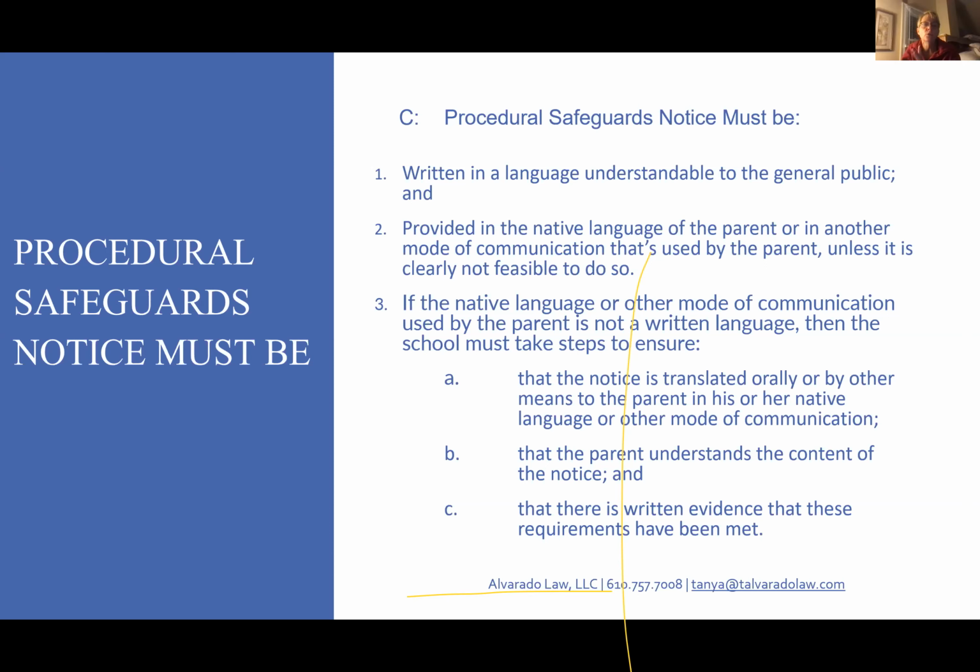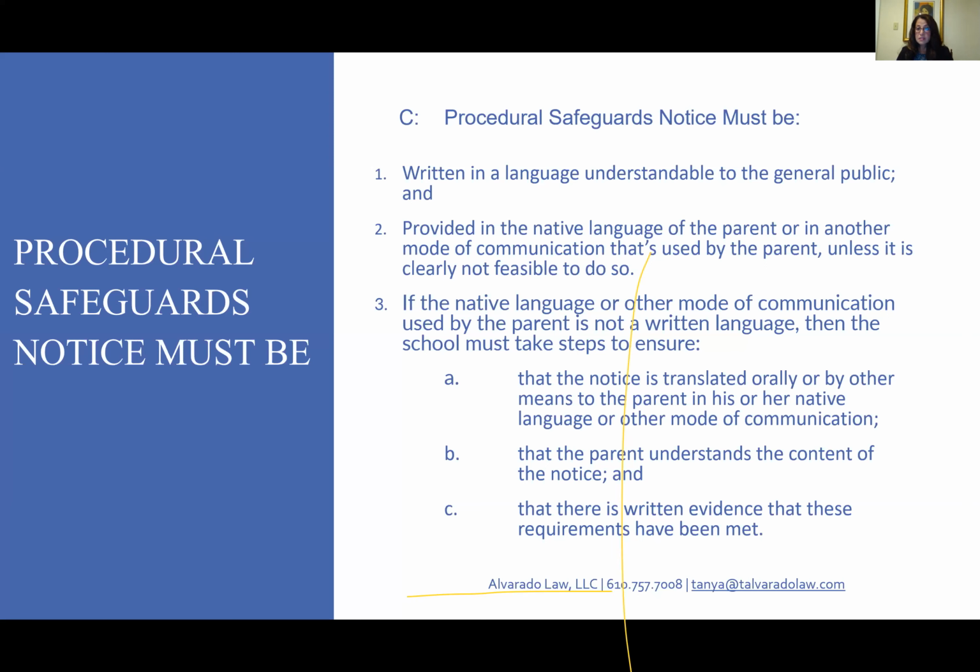Tanya, question for you. Who's responsible to give you a copy of the procedural safeguards in your native language? Would that be the school district? Would that come from Pennsylvania Department of Ed? It would come from the school district or the charter school or the cyber charter school, the public entity, the IU that's working with your child. They're the ones that are required to give you procedural safeguards notices. So whoever's handing you a procedural safeguards notice in other than your native language, that's the person who's responsible for providing you that notice in your native language.